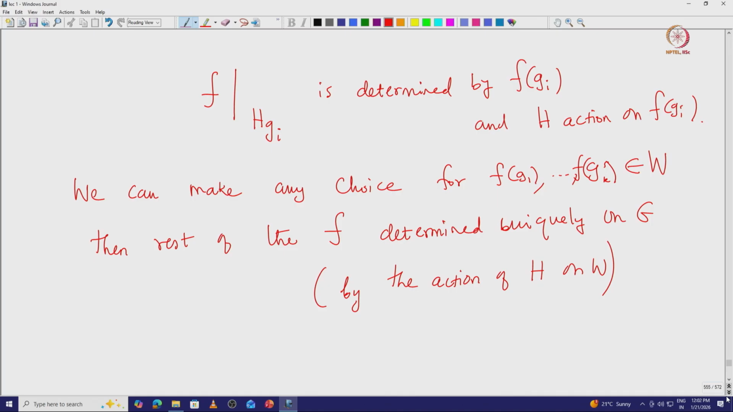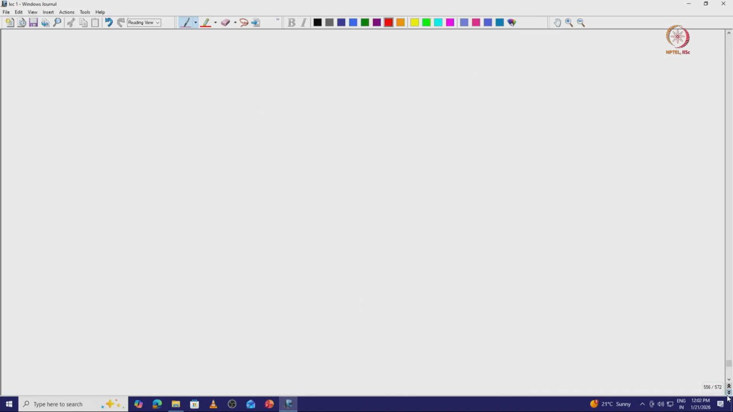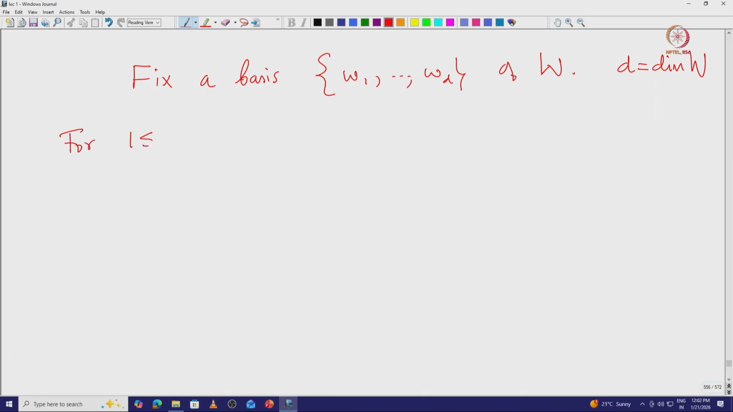Okay, so let us elaborate this a bit more and then write down a very explicit basis for this function space. For that purpose we fix a basis and call it W1 to WD of this capital W. Now let us say D is the dimension of this W.